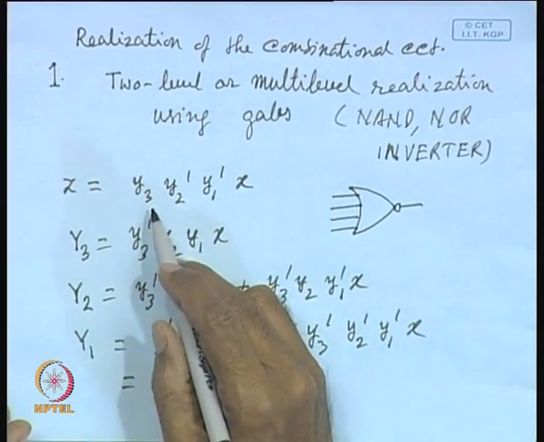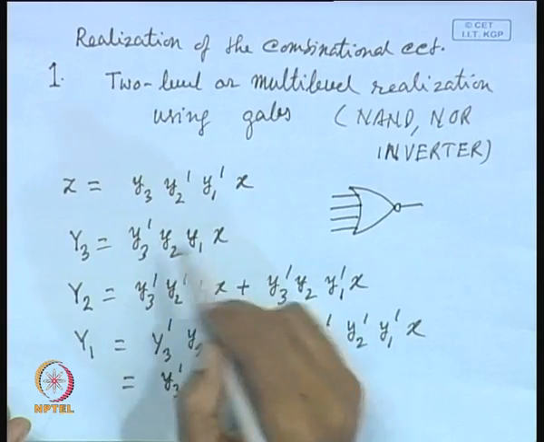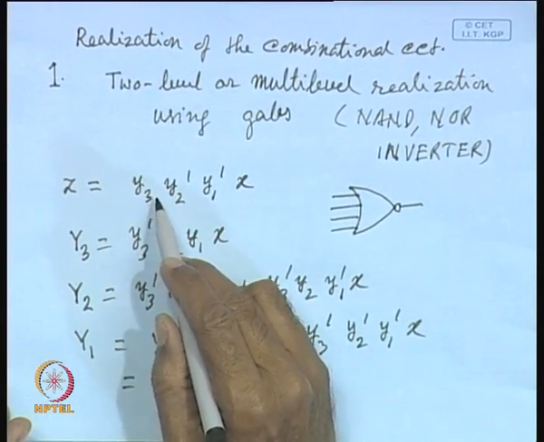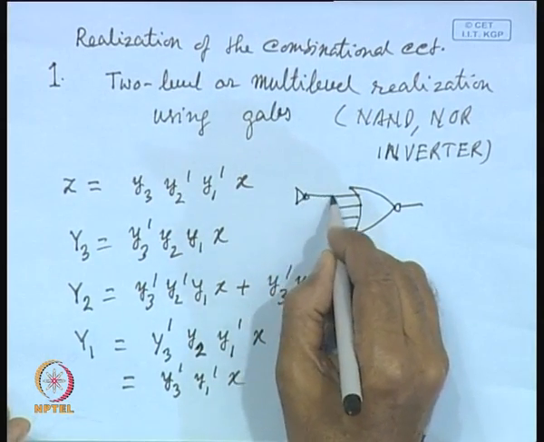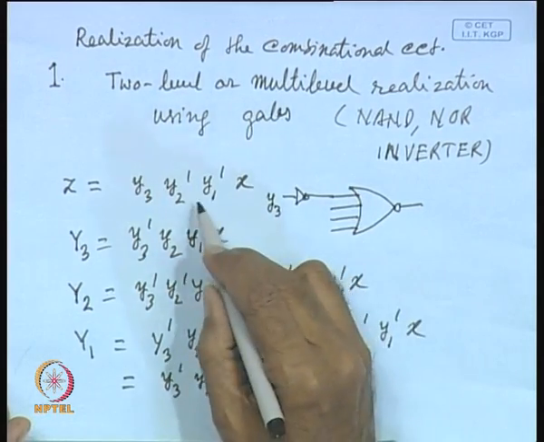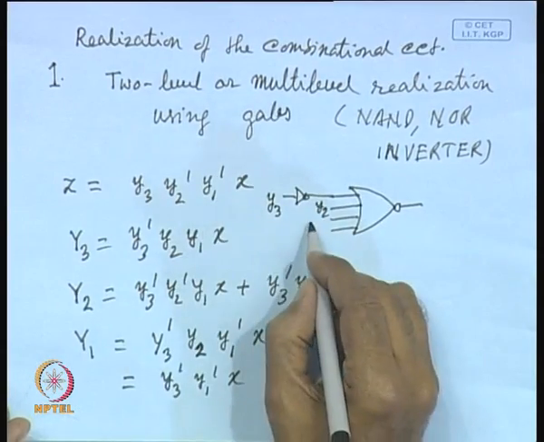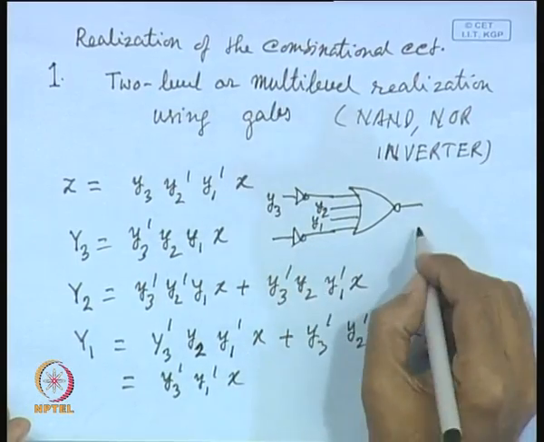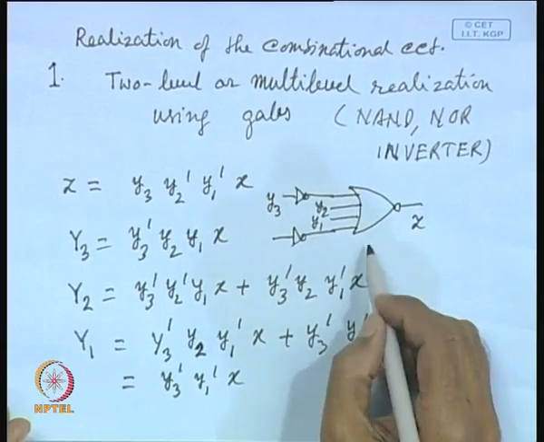What will be the inputs? As you know, the complement of the network forms from the NMOS part. So, here the inputs will be y3 bar. So, you will require an inverter for y3 bar, then y2, then y1 and x bar. So, this will represent Z.